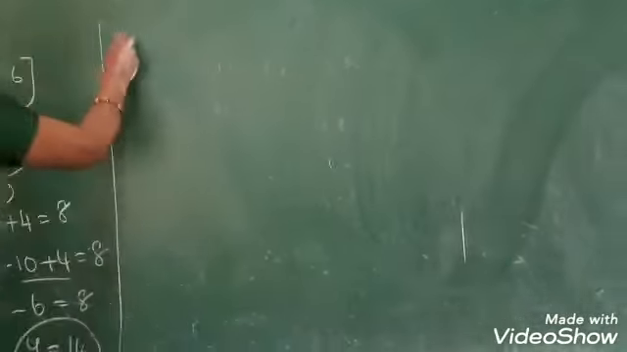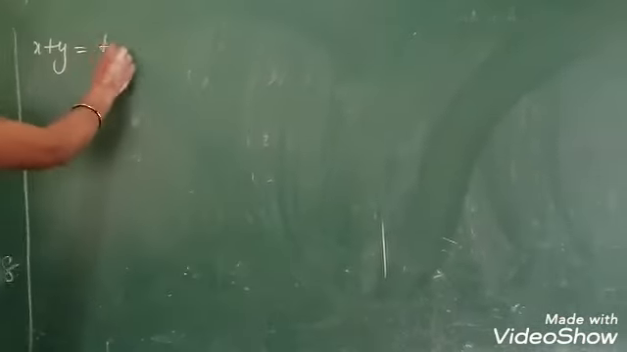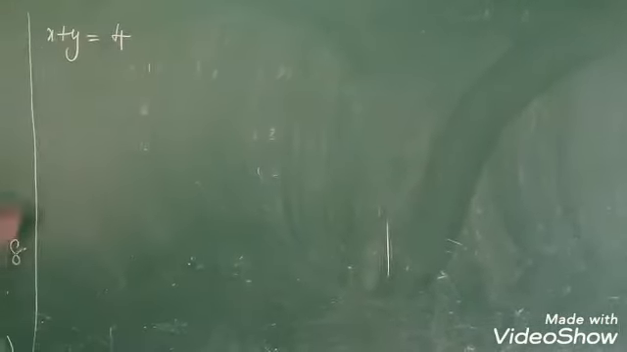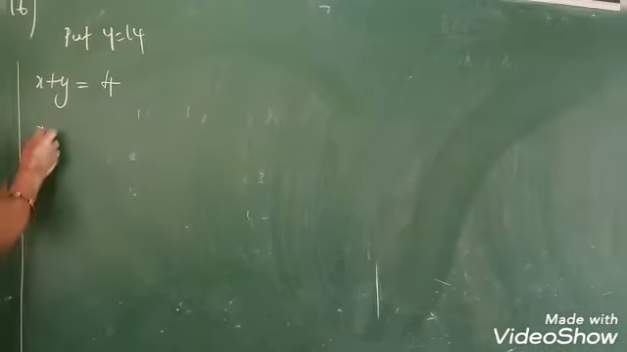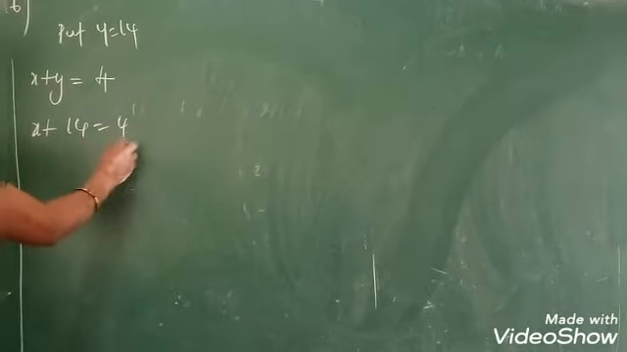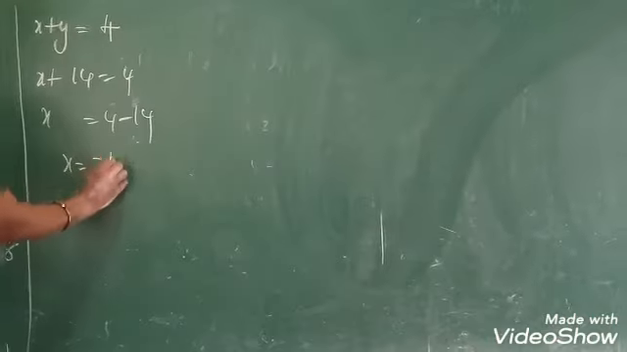So plus 6, so y is equal to 14. Now you have to equate the first element. What is the first element? X plus y on the left hand side, the right hand side is 4. Now you have to substitute y is equal to 14. So x plus 14 is equal to 4. Now for x we need 4 minus 14, so x is equal to minus 10.